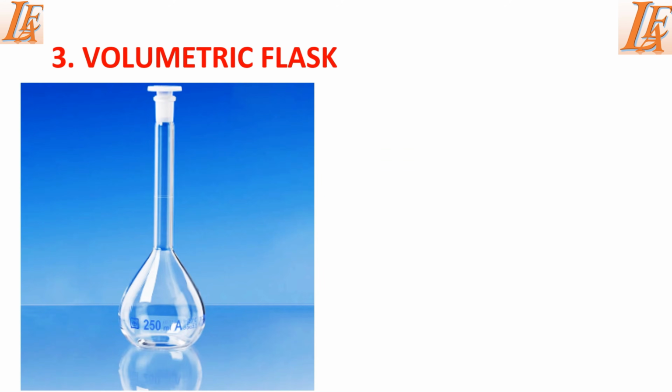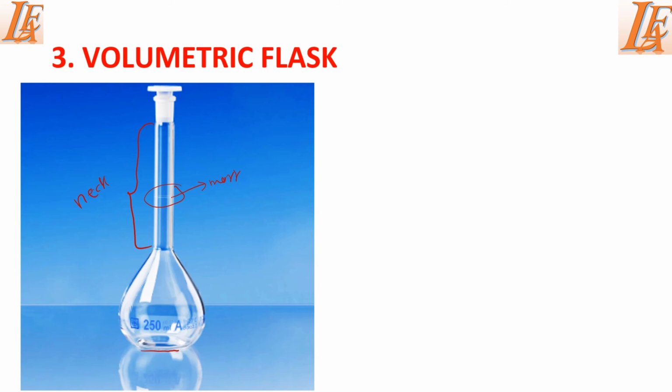The third apparatus is a volumetric flask, and a volumetric flask is a flat-bottomed glass container with a long narrow neck and a single calibration mark. So for you to identify a volumetric flask, first it should have a flat bottom like this one, and second it should have a very long and narrow neck. This is what we call a neck. It's very long and narrow. And thirdly, it should have a single calibration mark.